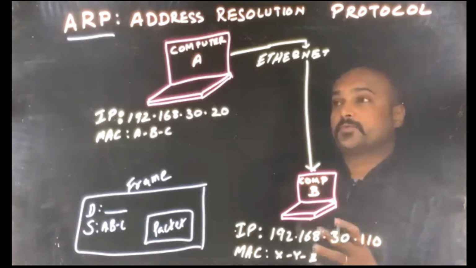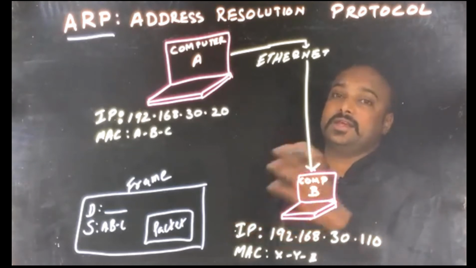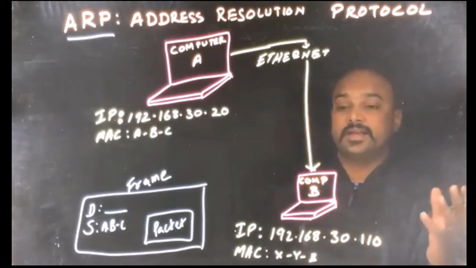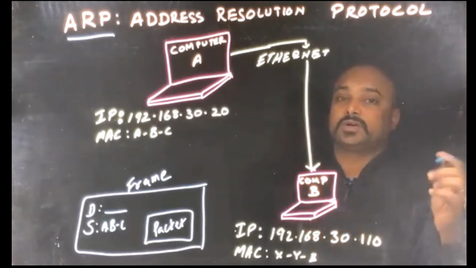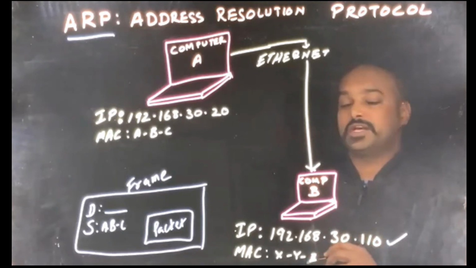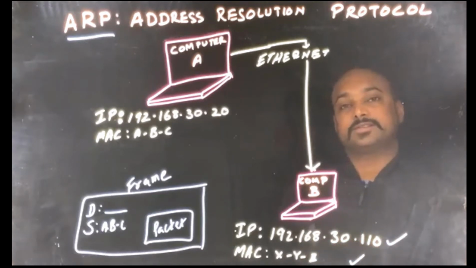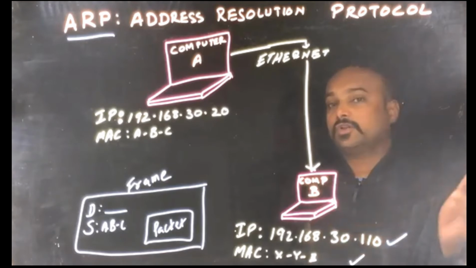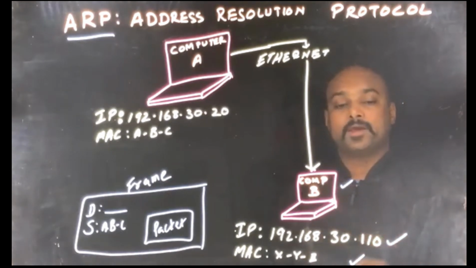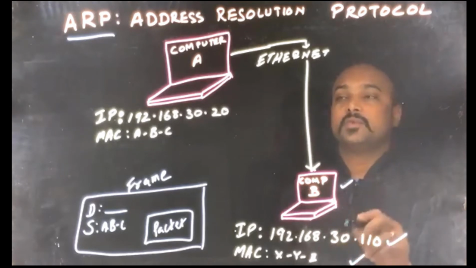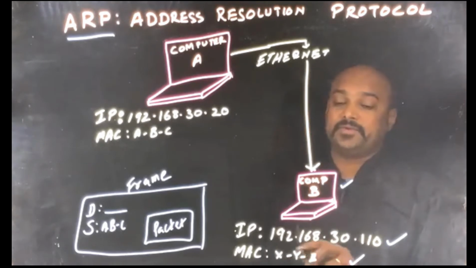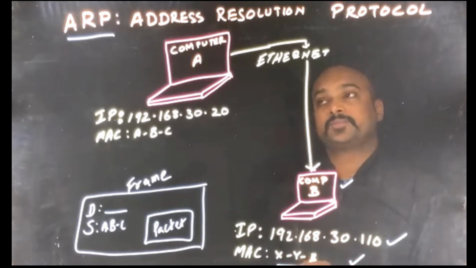So device A broadcasts an ARP packet out to the network and says, who in the network has the following IP address? Please respond and also tell me what your MAC address is. Out of all the computers in the network, just that machine, computer B, which has the following IP address, will respond back to device A and say that my MAC address is X, Y, and Z.